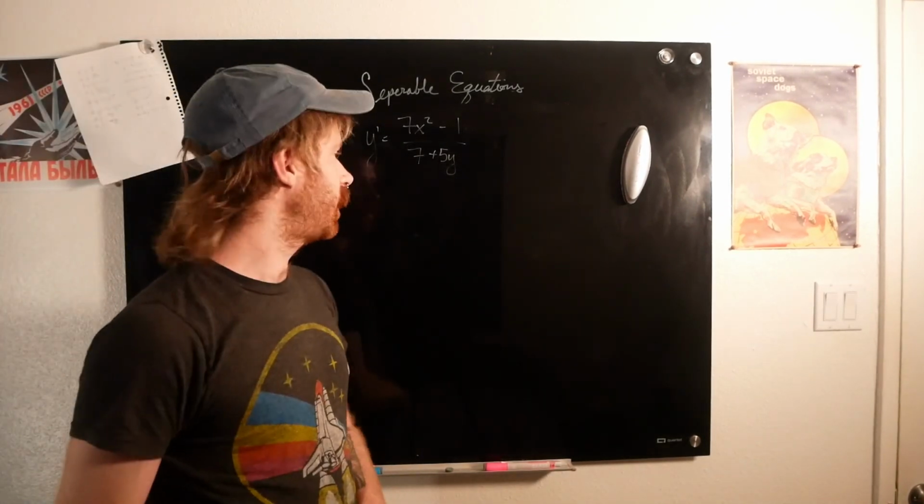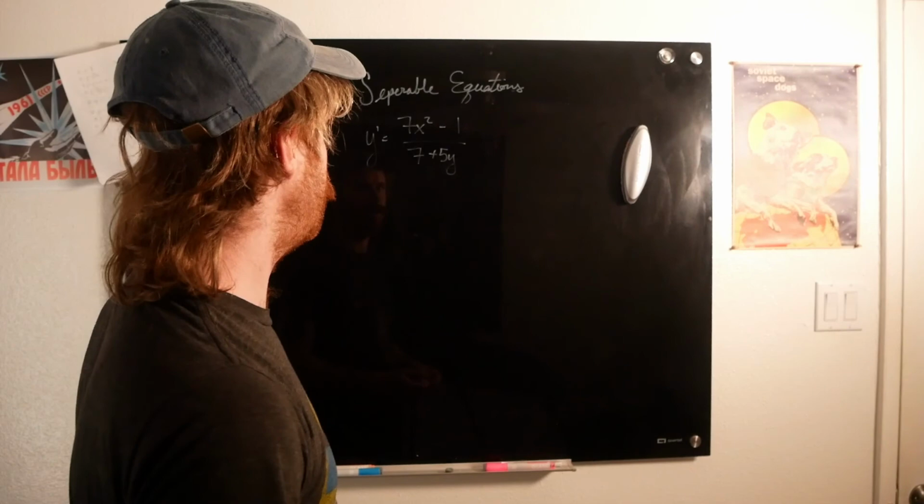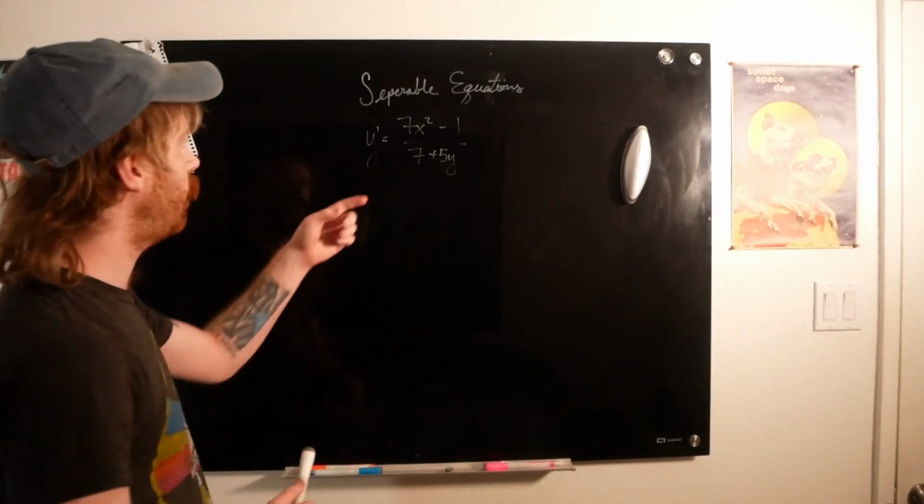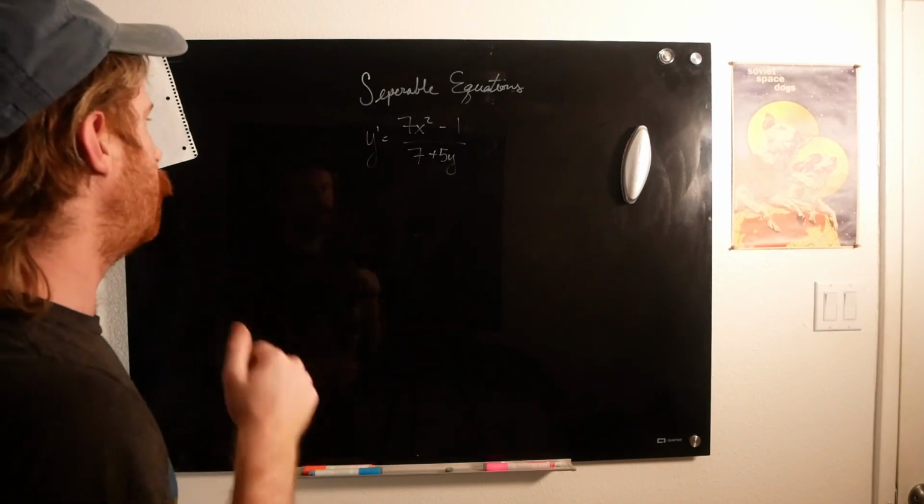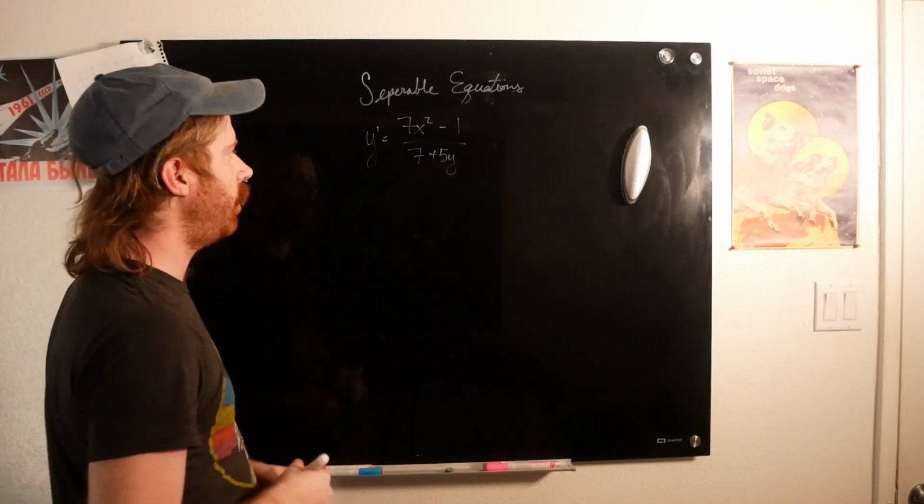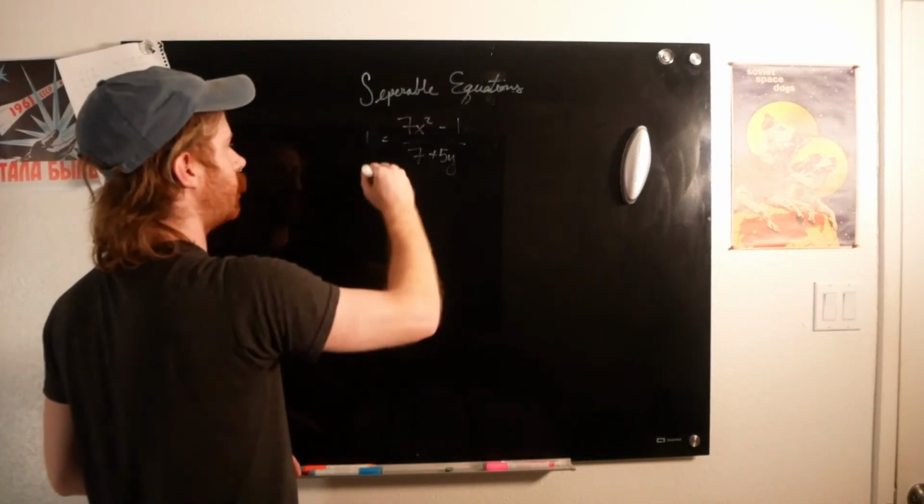Alright, we're in the second part of this separable equations video, so we're going to go ahead and solve this problem right here. Now, we can turn this y prime again into dy over dx. Let's do that.